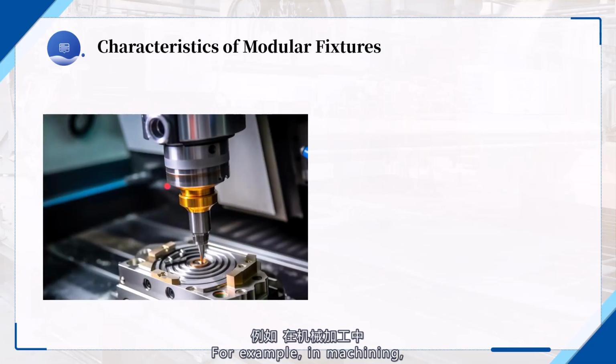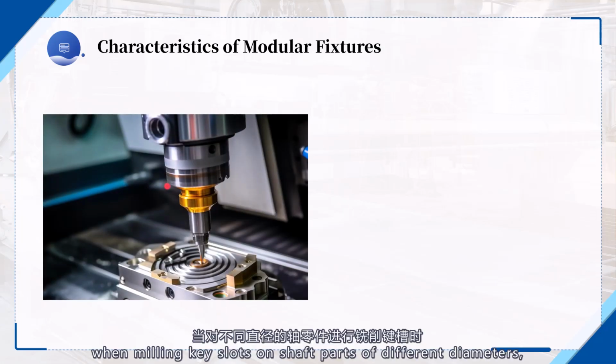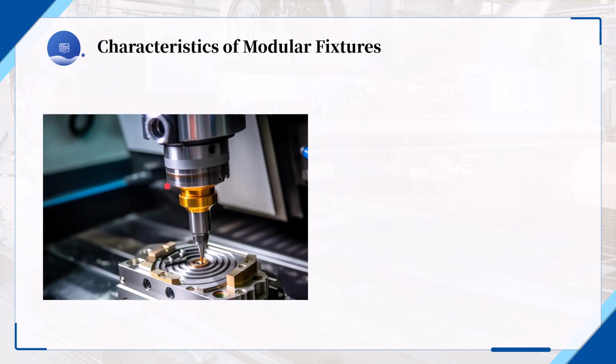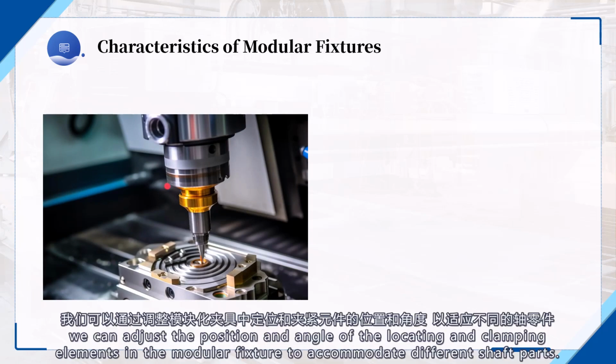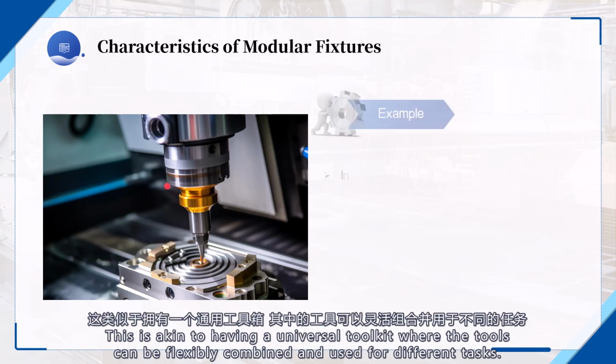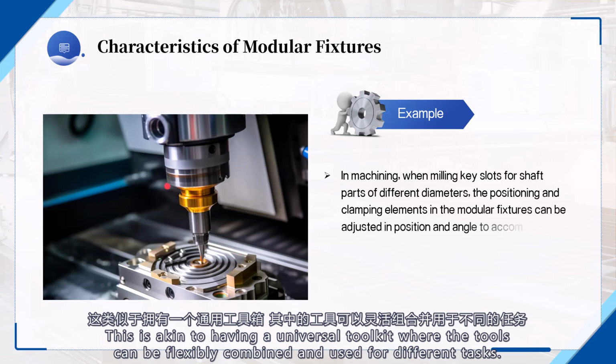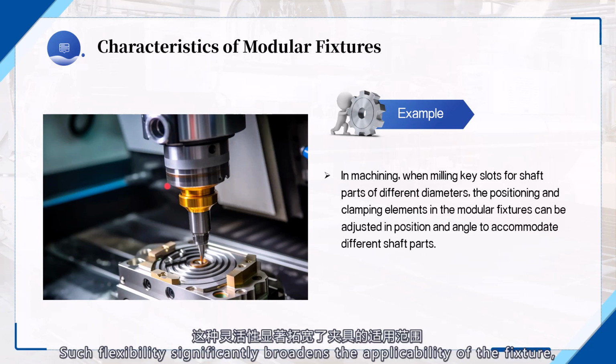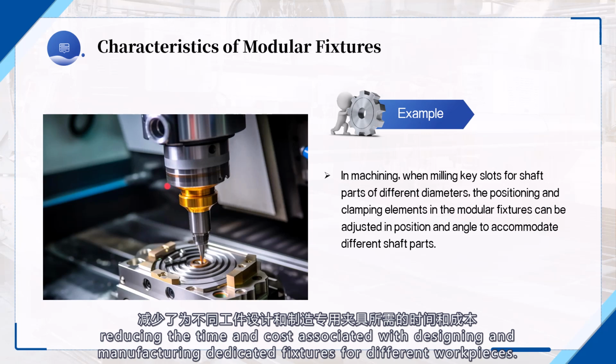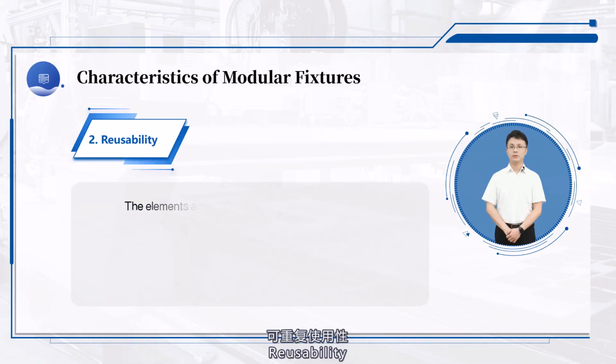For example, in machining, when milling key slots on shaft parts of different diameters, we can adjust the position and angle of the locating and clamping elements in the modular fixture to accommodate different shaft parts. This is akin to having a universal toolkit, where the tools can be flexibly combined and used for different tasks. Such flexibility significantly broadens the applicability of the fixture, reducing the time and cost associated with designing and manufacturing dedicated fixtures for different workpieces.